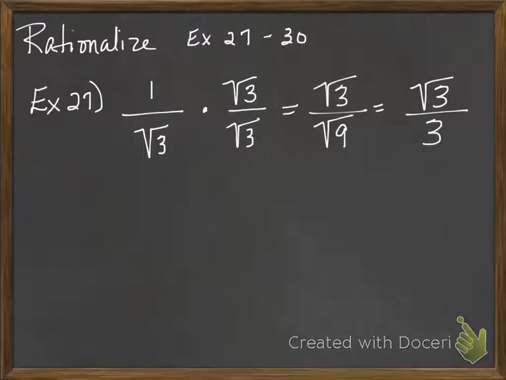Who can tell me why I can't divide this 3 into this 3? This one's not under the square root, and this one is. You can't divide an outside number with an inside number. They don't get along. Okay? All right, let's look at another one.